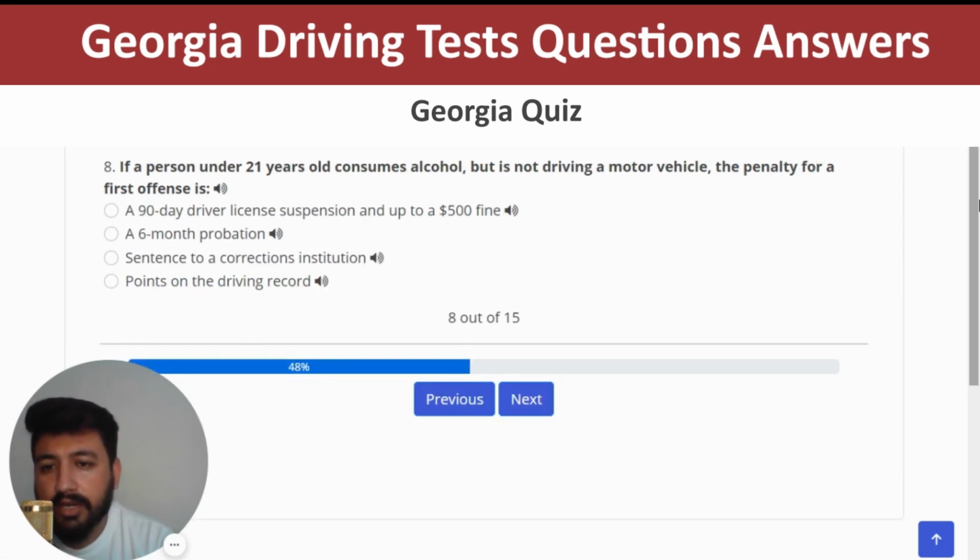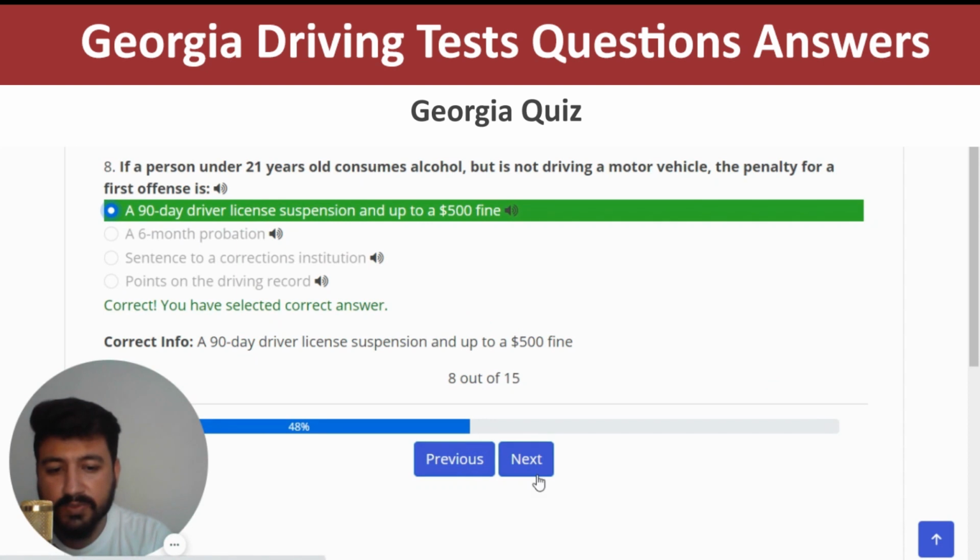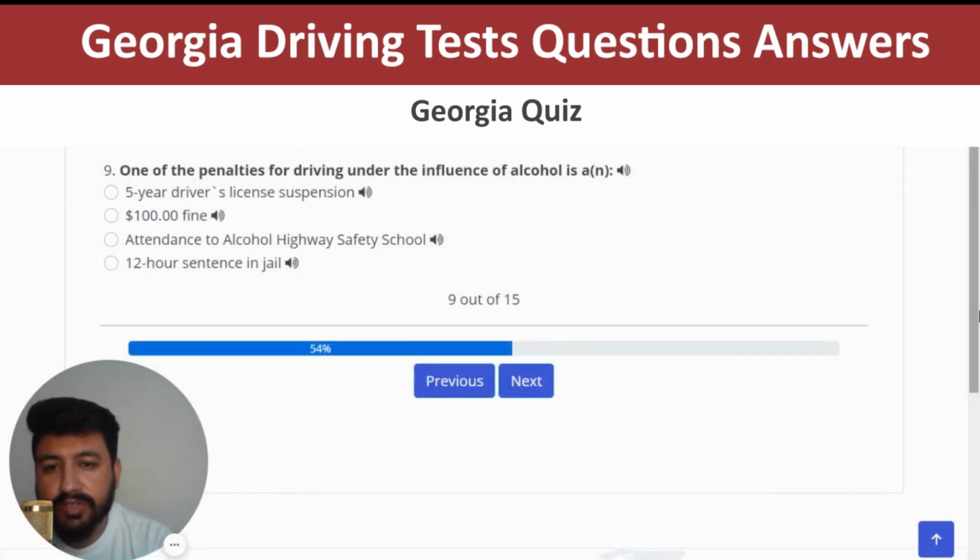If a person under 21 years old consumes alcohol but is not driving a motor vehicle, the penalty for a first offense is. The right answer of this question is a 90 days driver license suspension and up to a $500 fine. So I'm going to click on the first option, correct. Next question. One of the penalties for driving under the influence of alcohol is a. The right answer is attendance at highway safety school.